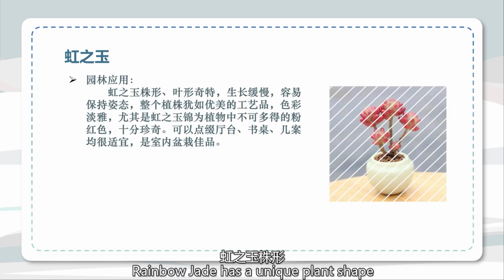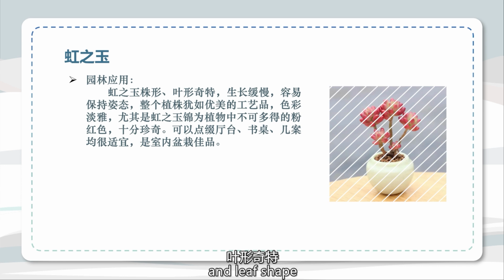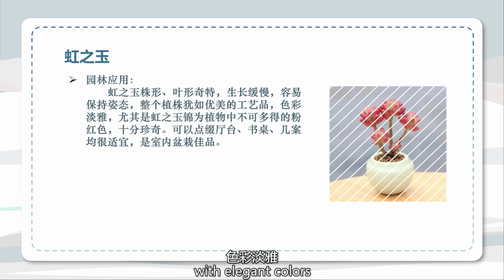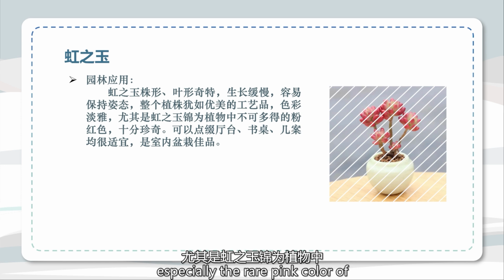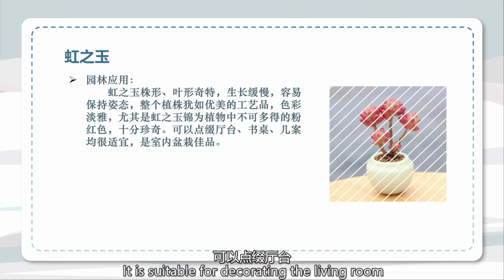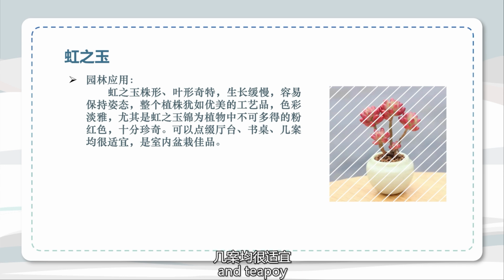Rainbow jade has a unique plant shape and leaf shape, grows slowly, and is easy to maintain its posture. The entire plant is like a beautiful handicraft, with elegant colors, especially the rare pink color of rainbow jade brocade, which is very rare among plants. It is suitable for decorating the living room, desk, and teapot. It is a great indoor potted plant.